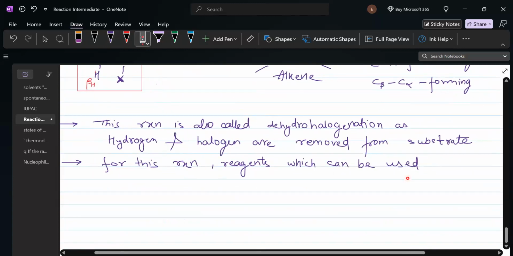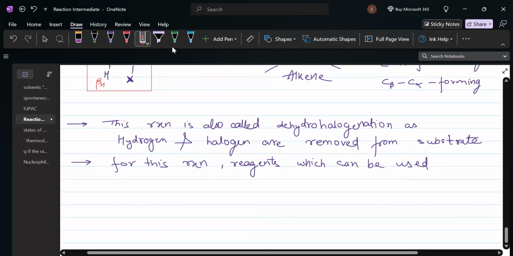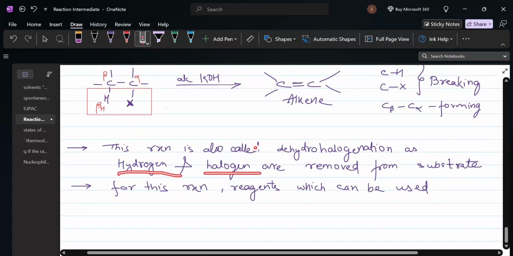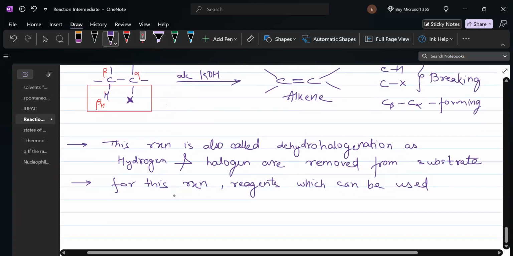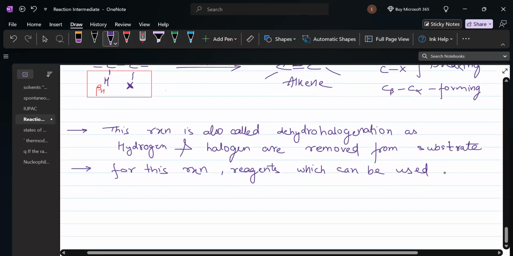So this reaction is mentioned in your book. This reaction is also called dehydrohalogenation because hydrogen and halogen, as you can see, both are getting removed from the substrate. And the substrate is what? The reactant, the organic reactant, right?